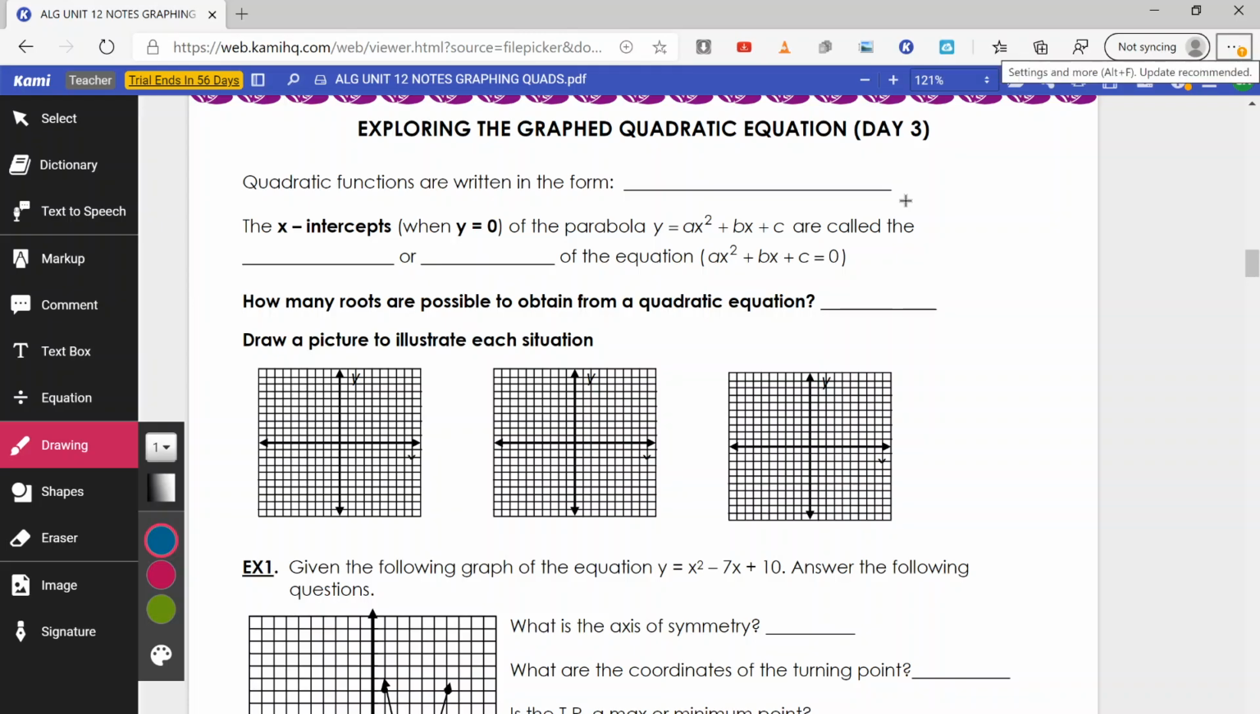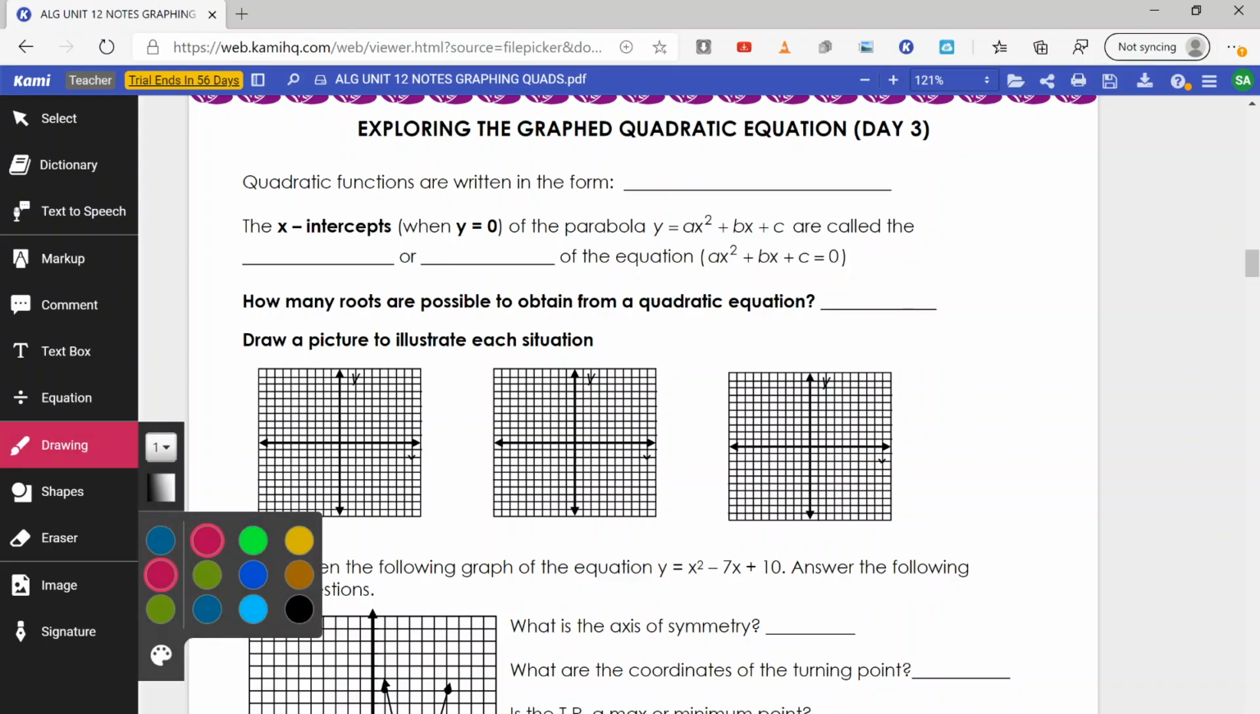Now that we're capable of graphing quadratic equations, we're actually going to explore it a little bit, meaning not only are we going to graph it, but we're going to be answering questions based on the said graph. So again, a little bit of review. A quadratic function written in the form ax squared plus bx plus c equals 0, where a, b, and c are just any old number that you can think of.